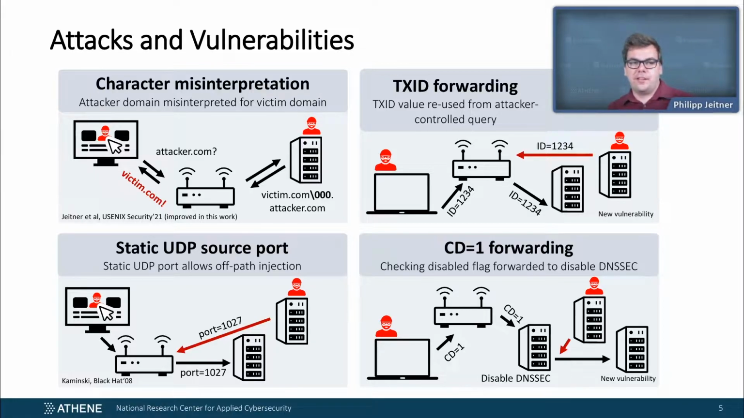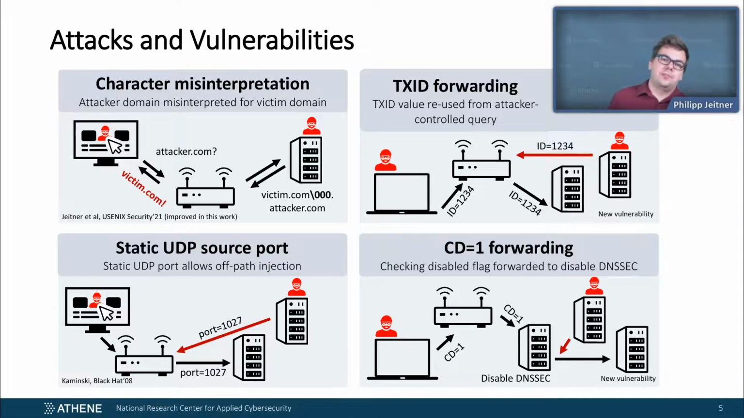The first attack is cache poisoning via character misinterpretation. In this attack, the goal of the attacker is to inject a poisonous query by providing a name, in this case victim.com, including a 0 byte, and then attacker.com. This might trigger a vulnerability in the router, which truncates this name, which is owned by the attacker, down to victim.com and then associates victim.com with the IP address of the attacker.